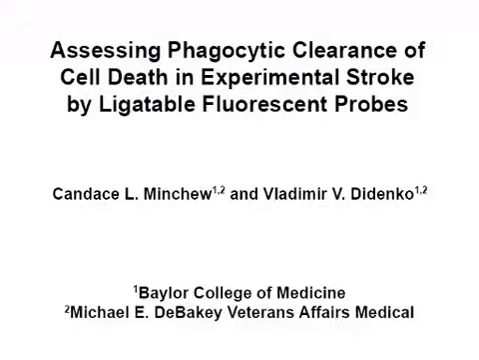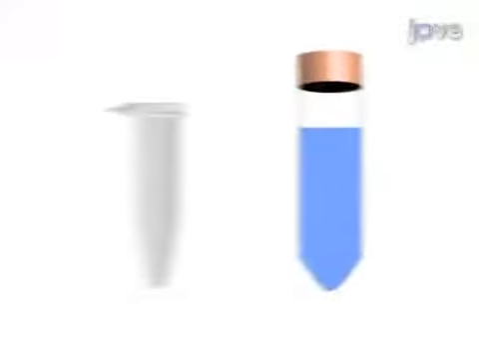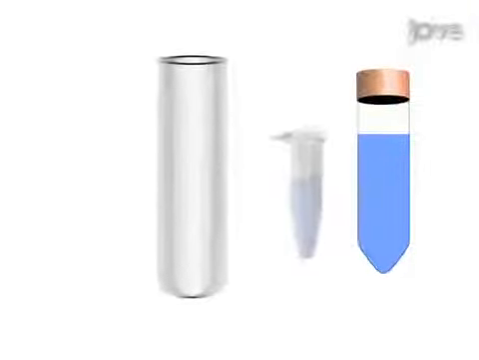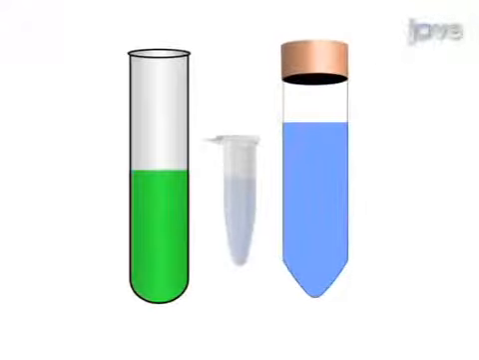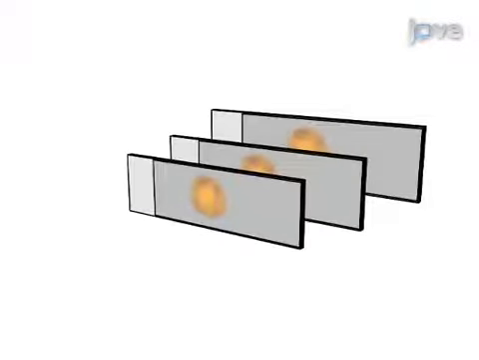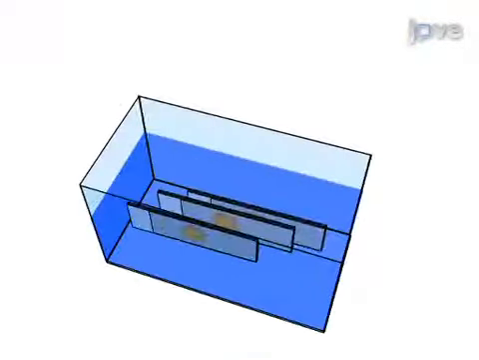The overall goal of this procedure is to selectively label active phagocytic cells, which clear out cell corpses in stroke. This is accomplished by first preparing components for the tyramide-based signal amplification reaction. The second step is to prepare the sections.